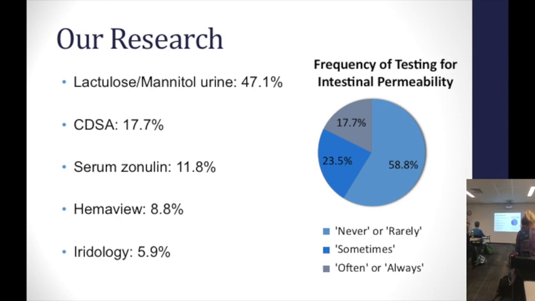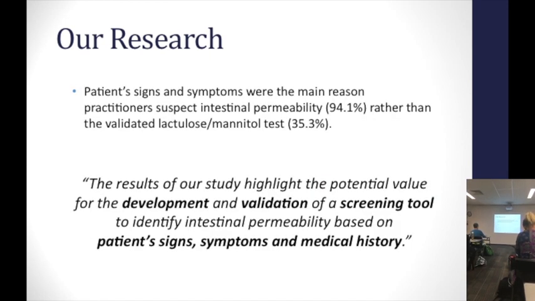Why? The biggest response was the cost. It costs to do these functional tests. The lactulose mannitol test and the serum zonulin, you're looking at about $120. You look at how much that money could be used to actually treat the client rather than just testing. We also showed that patients' signs and symptoms were the main reason that practitioners will suspect intestinal permeability. That's the main indicator we use as clinicians versus your validated method. Now, if it's not validated, then we don't know if it's 100% accurate.